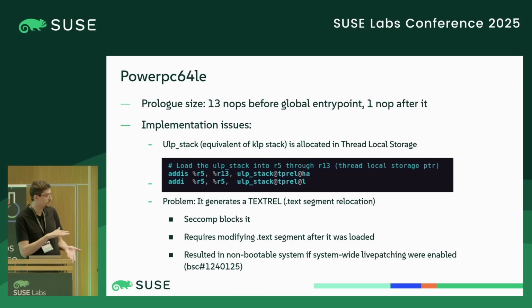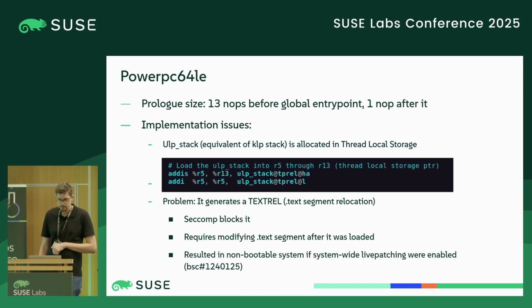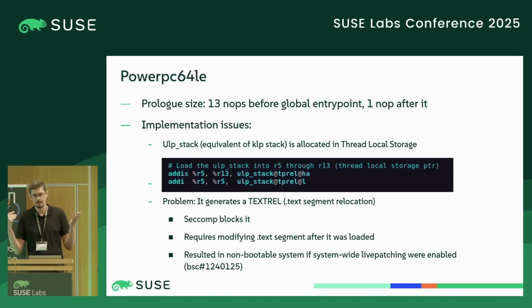So we reduced the prologue size to 14 nops, which if you multiply by 4, you have the number of bytes. We allocate a small piece of data on the thread local storage, which contains a pointer to our stack, but we can't allocate the entire stack on thread local storage. Otherwise, we would run out of thread local storage pretty quickly. We can't have that. So that's how we do it.